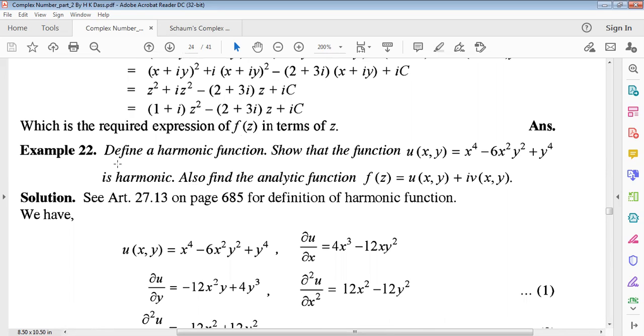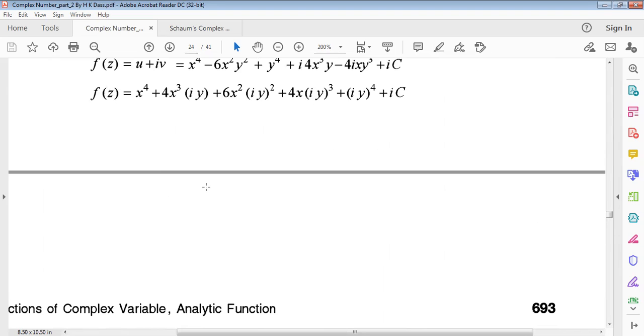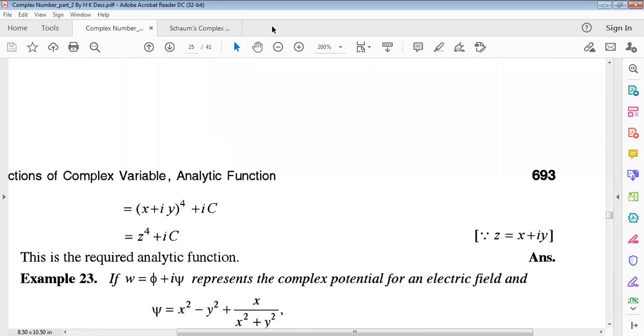Similarly, question 22 will be homework for you. Similar concept is used. So questions 21 and 22 are very important for you.